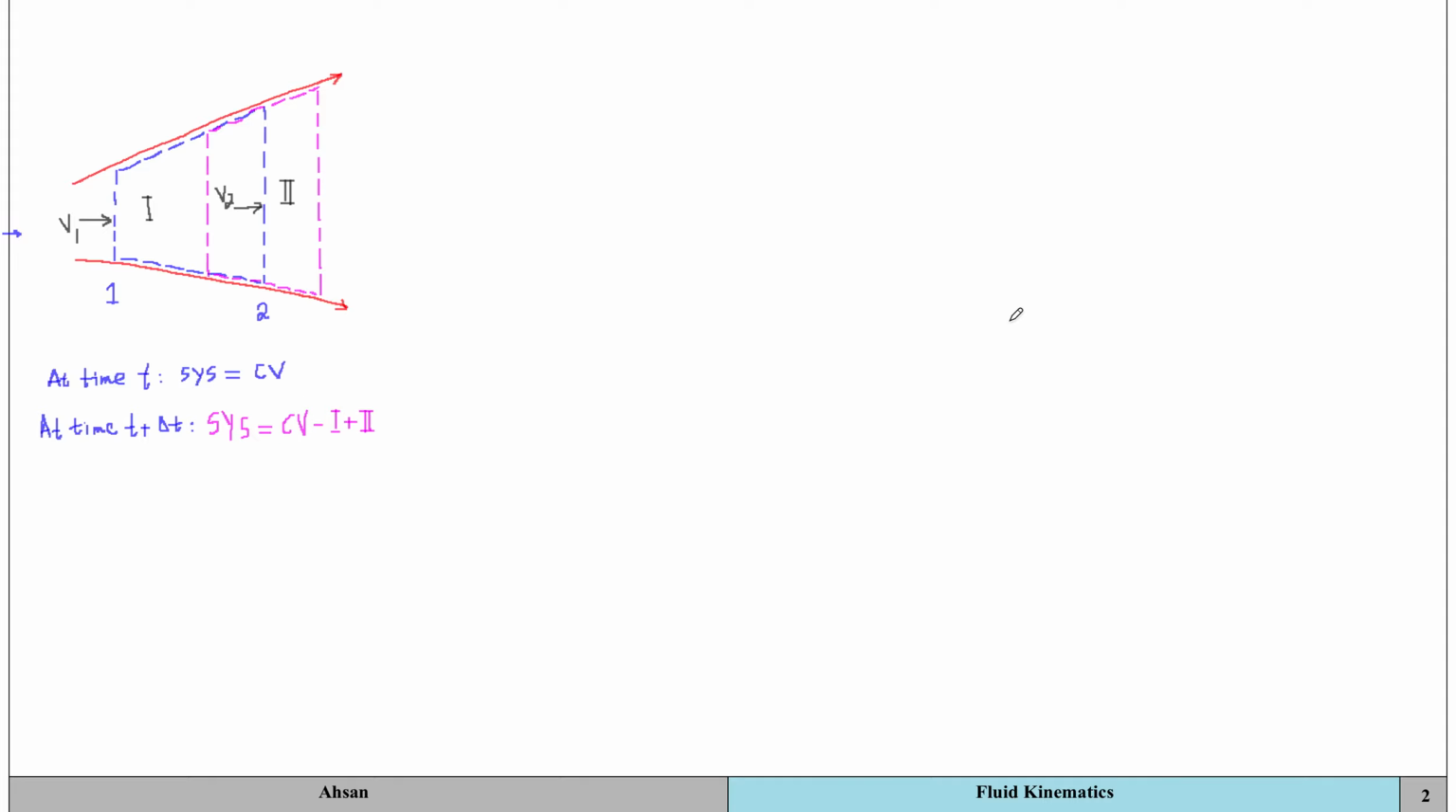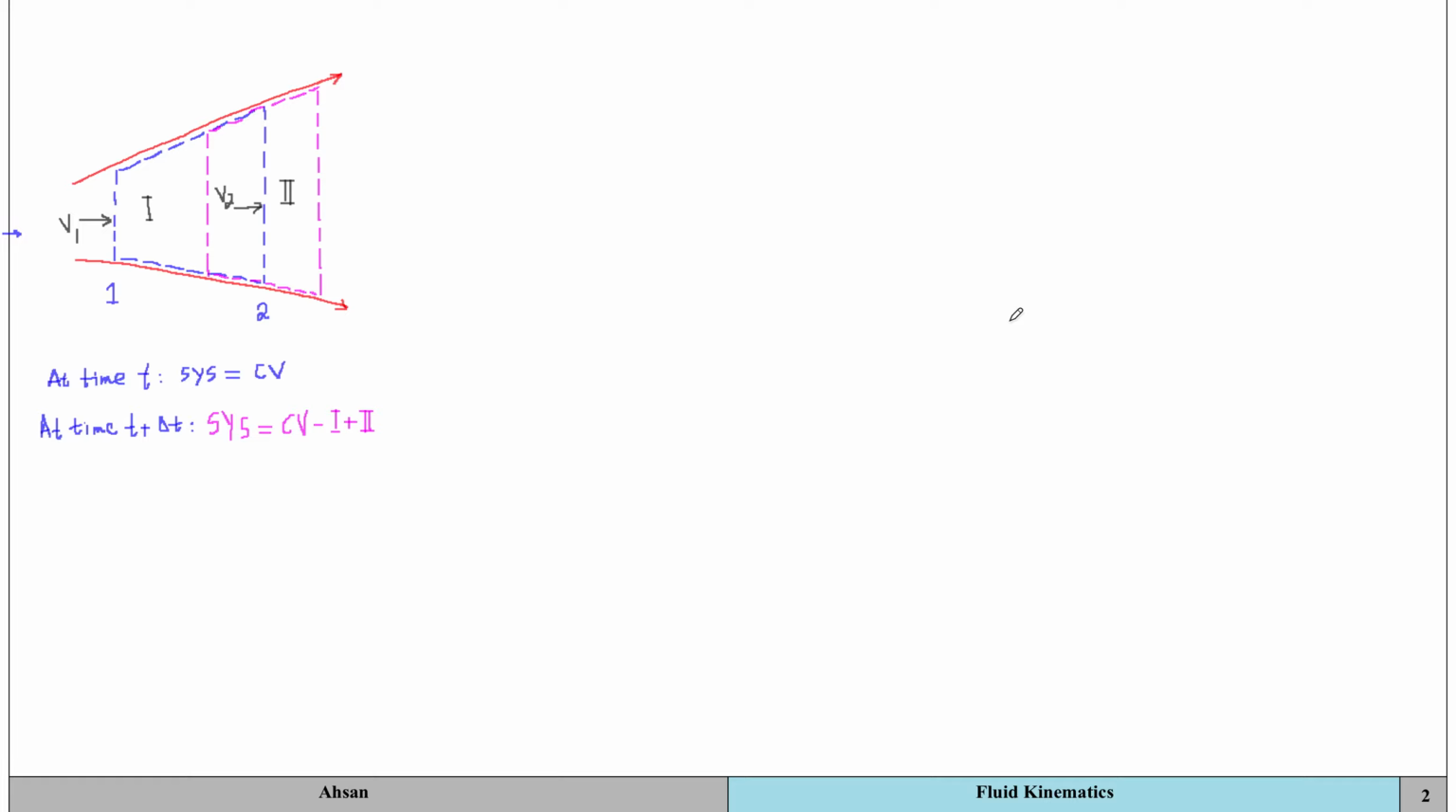So now what we want to do is identify the property that we want to track as the fluid is moving between section 1 and section 2. And that could be any property. It could be the mass, it could be energy, it could be momentum, it could be volume. So we need to define a generalized property. So we're going to define an extensive property, and extensive means that it is dependent on the mass or the particles that are contained within the system.